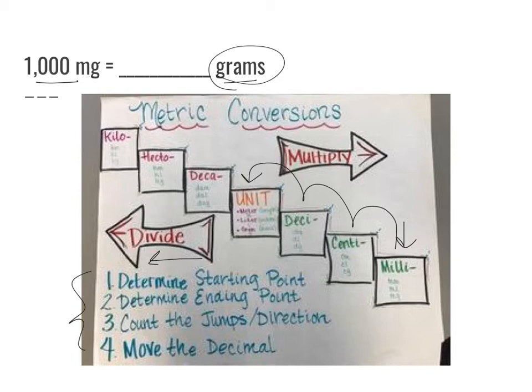So the decimal in 1,000, I'll rewrite it over here. The decimal comes at the end of the number, and I move the decimal the same direction as I jumped, and the same number of places. 1, 2, 3. That gives me 1.000, or just 1 gram. 1,000 milligrams is the same thing as 1 gram.